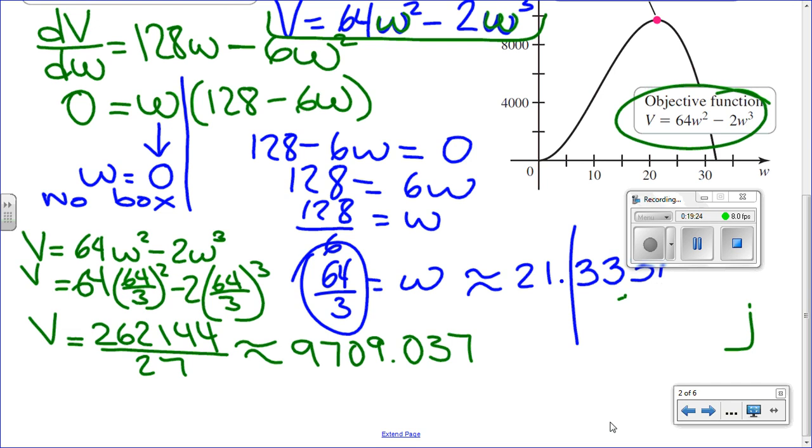What are the units? Inches cubed. That's very important when you give your final answer, guys. They do take points off for missing units. Okay, so let's move on to the next one.